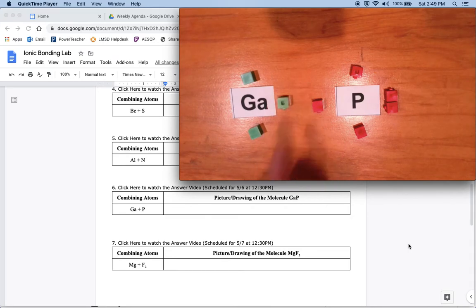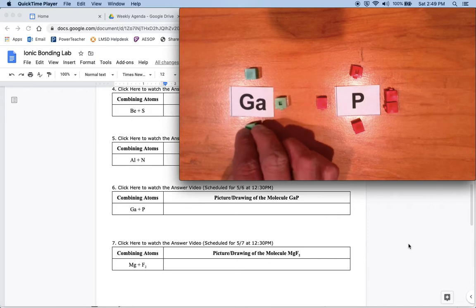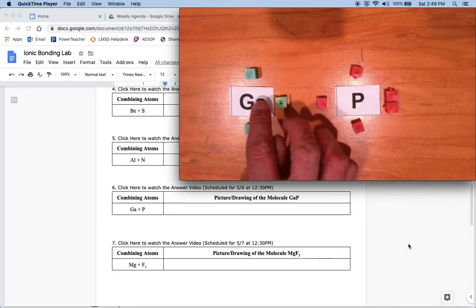Now let's talk about who's going to be the giver and who's the taker, because in an ionic bond, one's going to be the giver, one's going to be the taker. The way we figure that out is by asking, is gallium more likely to go to 0 or 8? Since gallium has 3 valence electrons, it's got 2 choices. It can give away 3 electrons, or it can take 5 to get to 8. Well, 3 is a smaller number, so gallium is going to be a giver.